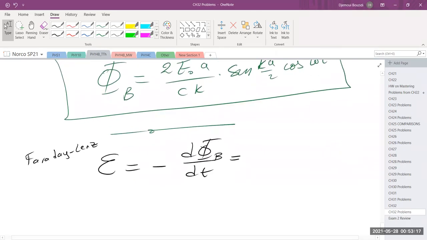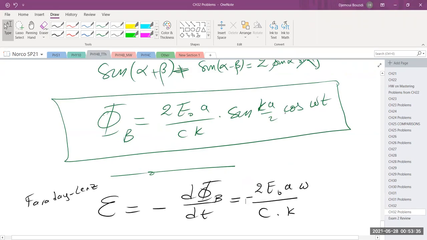So what we end up with is 2 E naught A over C times K. And I have an omega that comes out from the derivation. And I have a minus sign in here because the formula has a minus sign in it, except the derivative of cosine is actually a minus sign. And I have a minus from Lenz law, and the minus signs cancel and become a positive. Okay? And then everything else stays the same. Sine of Ka, this doesn't care about K over 2, doesn't care about the time, and this becomes simply a sine of omega t. So this is basically the entire EMF that is generated in the circuit.